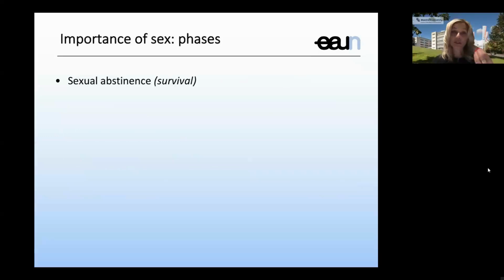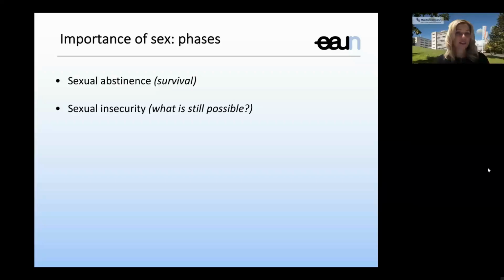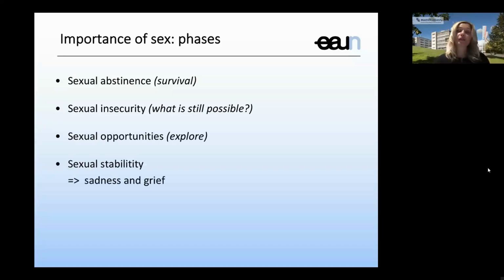Now, when we think about the importance of sex, when you get a cancer diagnosis and cancer treatment, we often see several phases. It starts with sexual abstinence in the sense that there's this idea of survival. You have this life-threatening disease, so sex is not the first thing on your mind. But then there's the insecurity: okay, what is still possible? Exploration, sexual opportunities. Let's actively explore what is still possible. And then there's the phase of sexual stability. And sometimes sexual stability also means sadness and grief about what is no longer possible.